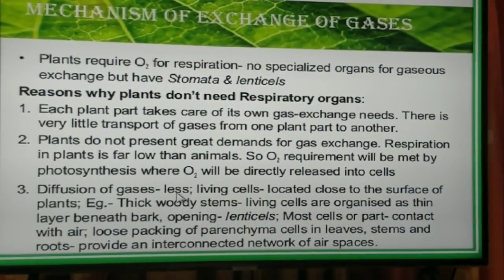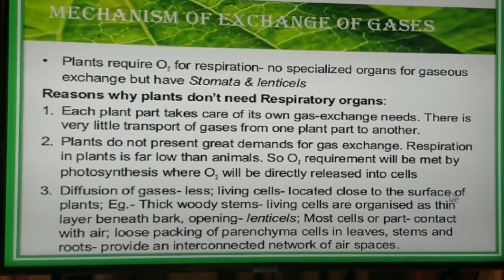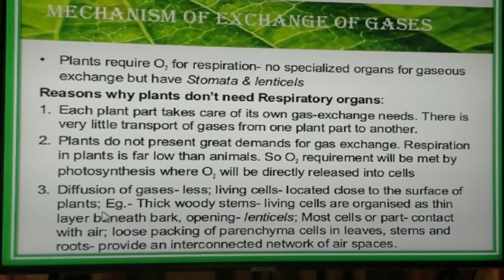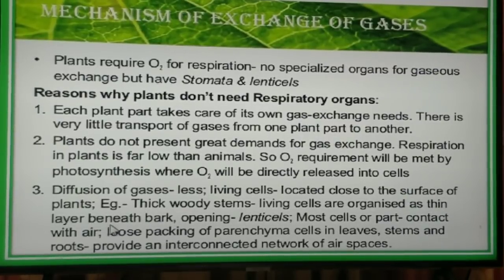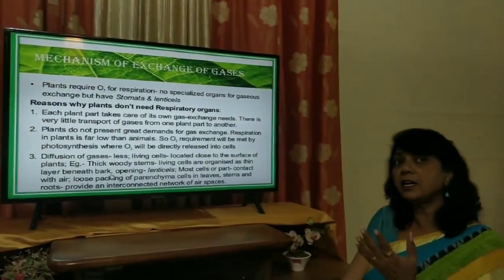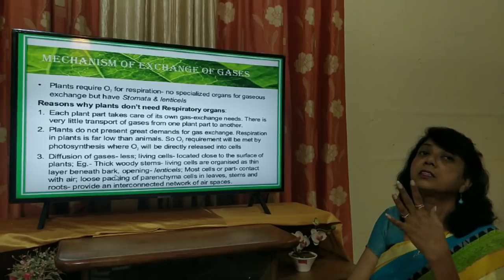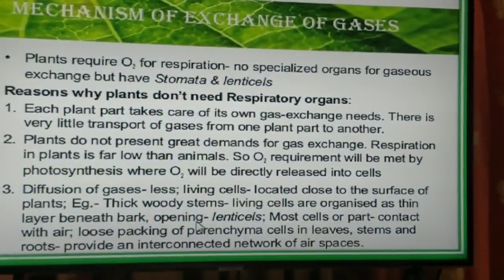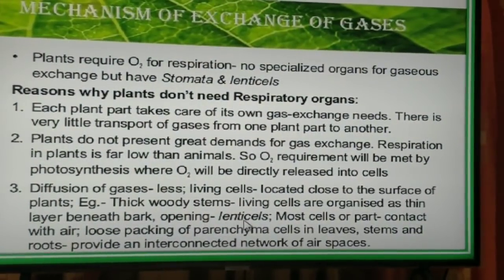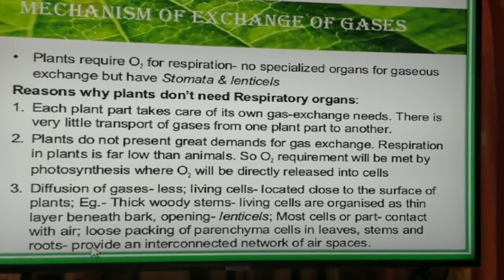Diffusion of gases. Few living cells are located close to the surface of plants. Example, thick woody stems. Living cells are organized as a thin layer beneath the bark. That means under the bark, or under the external thick covering, there is a thin layer of living cells. The openings in the stem are called lenticels. Most cells or parts are in contact with air.